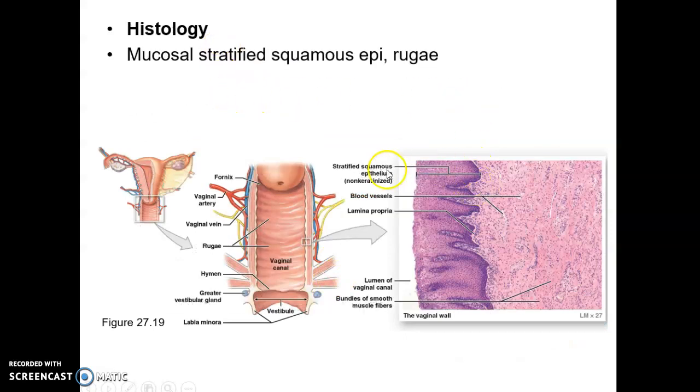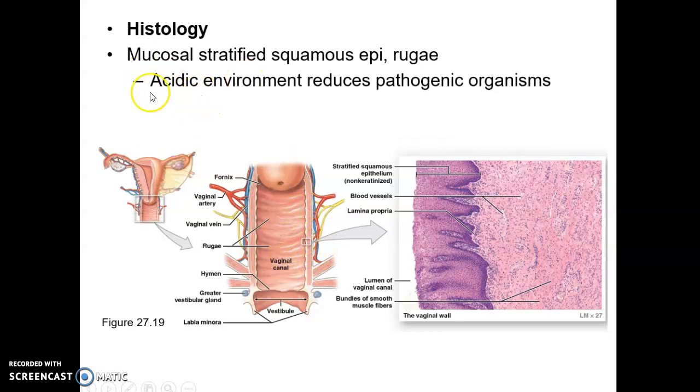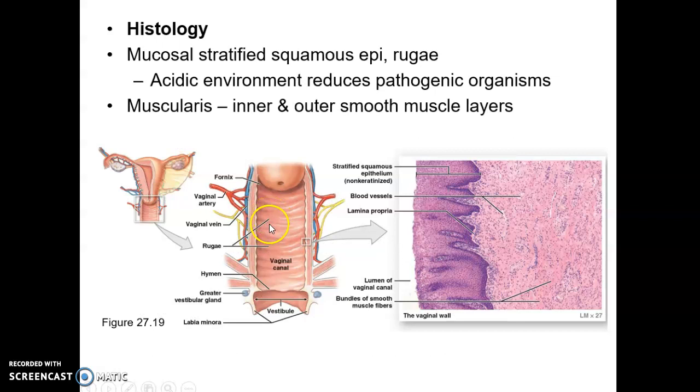Histology: the epithelial layer is a mucosal stratified squamous epithelium, and it does have rugae. It has a slightly acidic environment that would help reduce pathogenic organisms and infections. The muscularis layer has inner and outer smooth muscle layers.